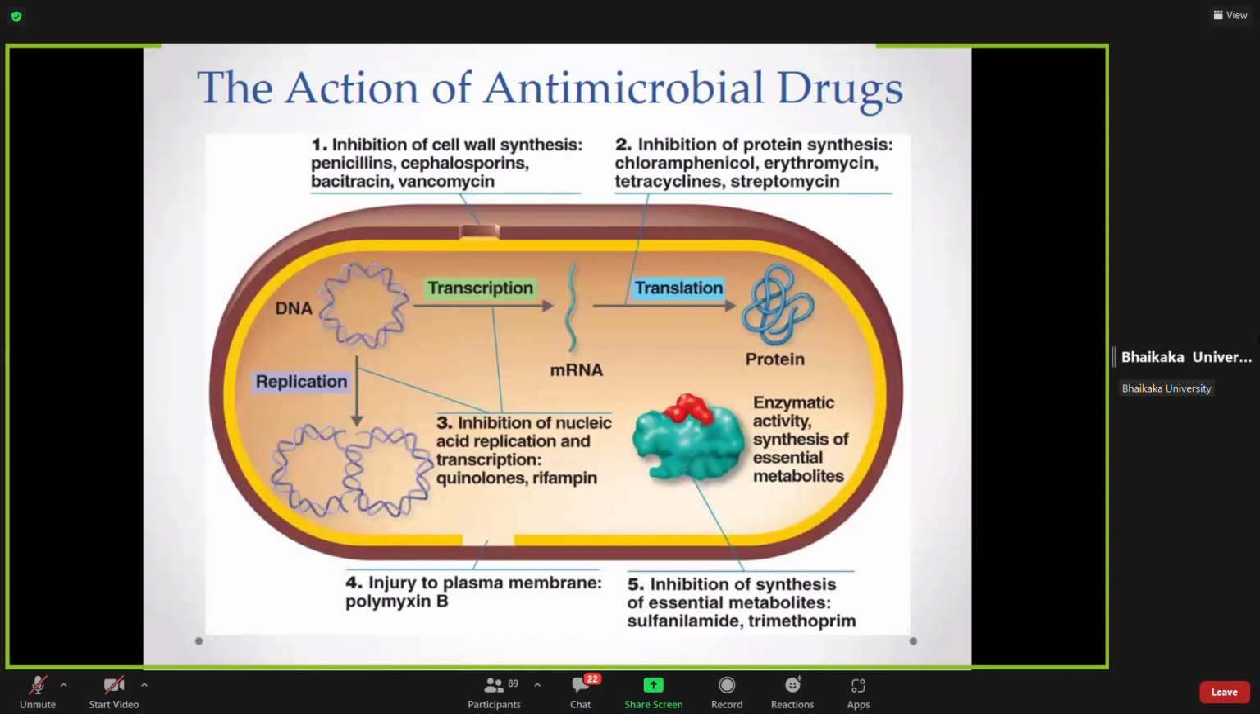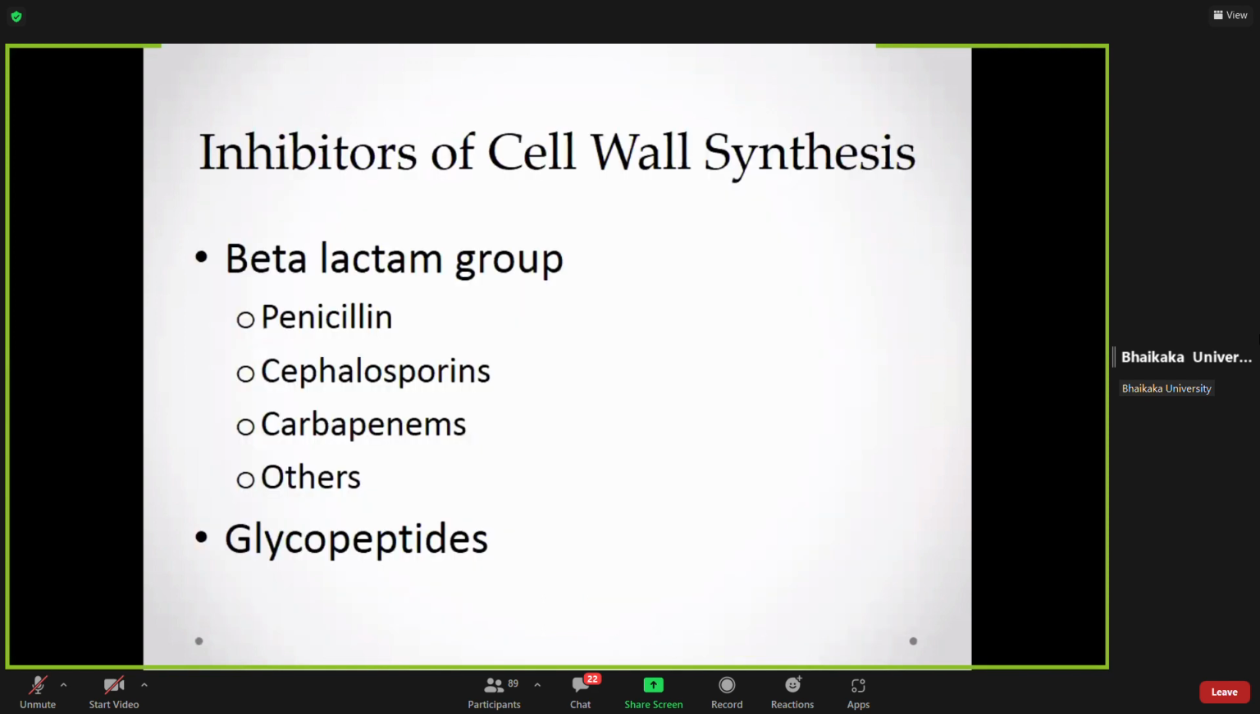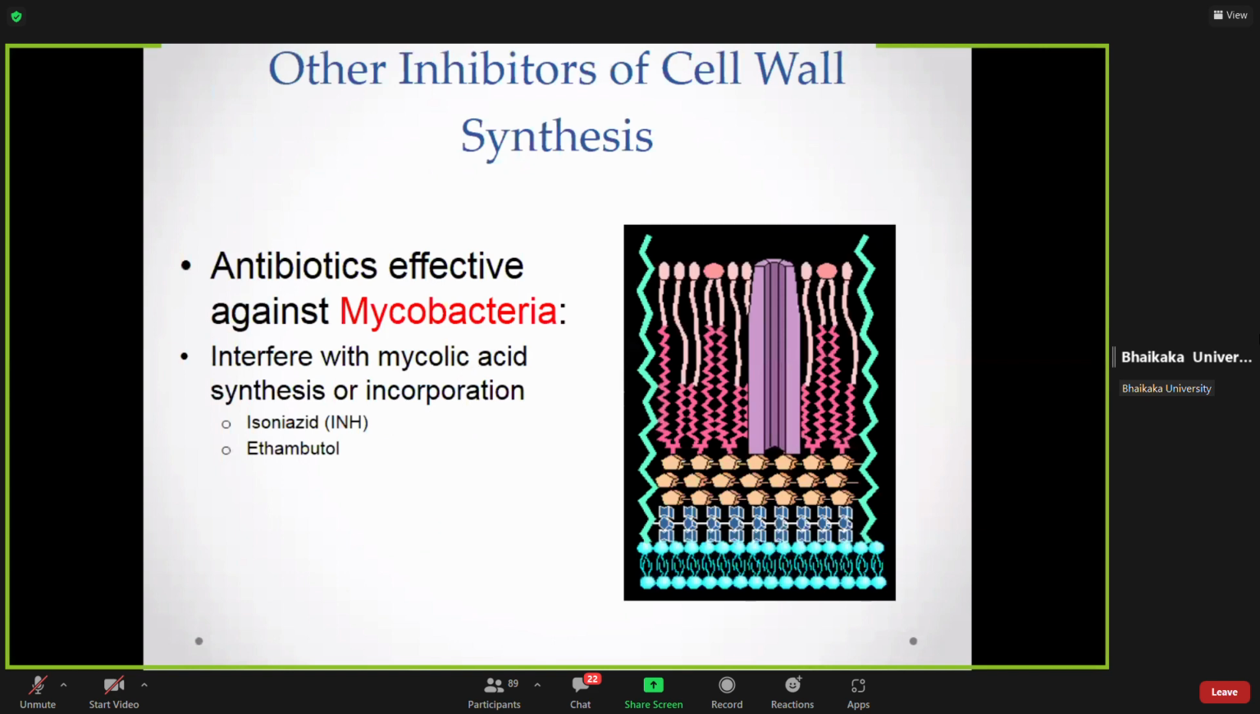So these are the mechanisms which we have already discussed. Inhibition of cell wall synthesis is mechanism number one and most commonly used, and a large number of antimicrobial groups belong to this class: the beta-lactam group, in which the penicillins, cephalosporins, carbapenems, and others are members. And a recently added one is the glycopeptides.